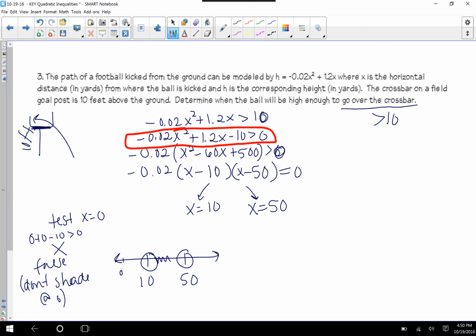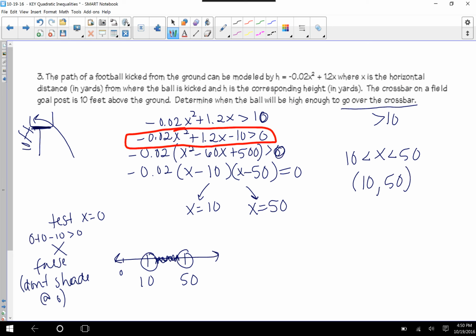So that means then I need to shade here in the middle. So there's your solution set, okay? So x has to be between 10, not negative 10, I'm sorry, I'm not real sure where that came from. x has to be between 10 and 50, right?